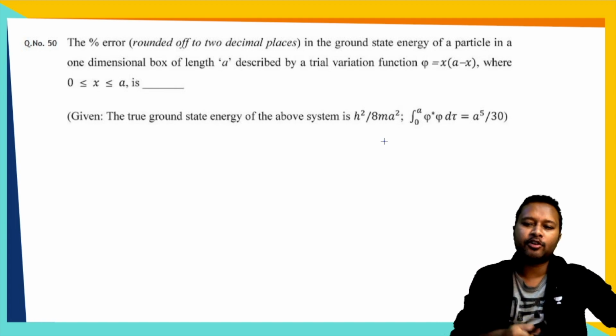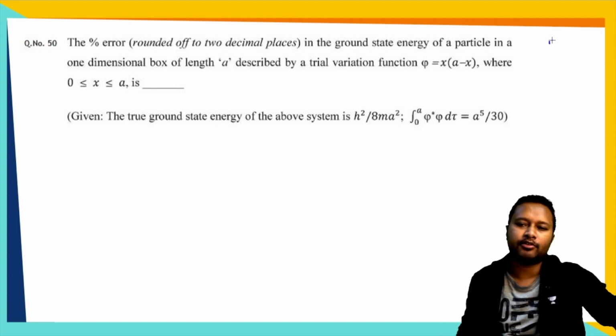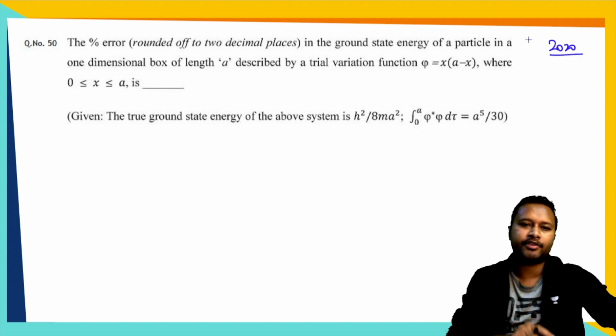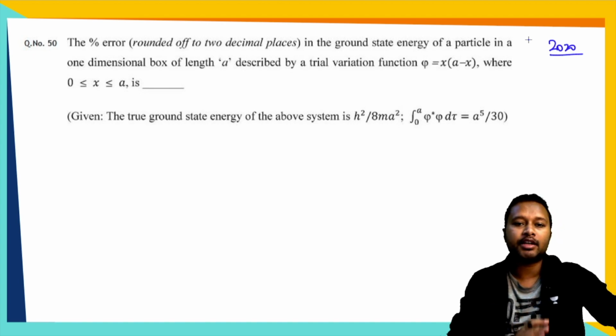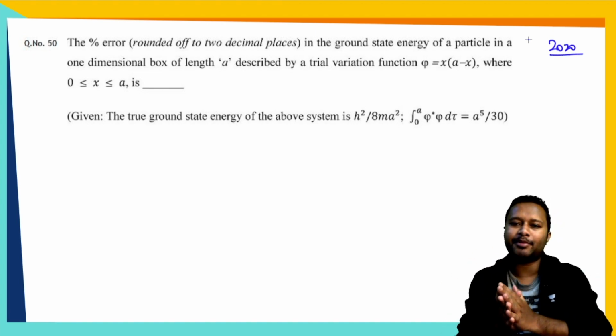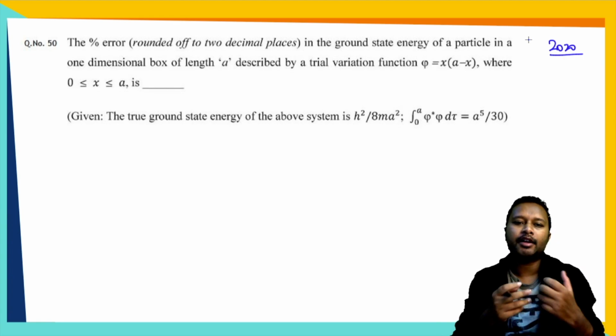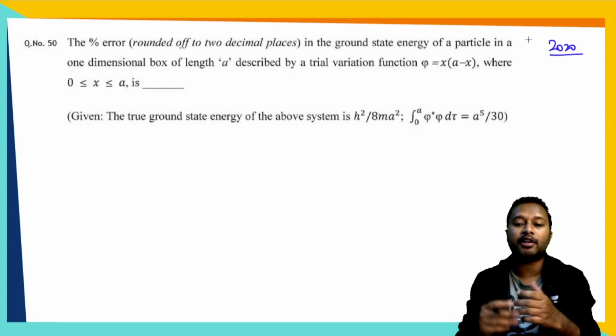Alright guys, let's try to solve this question, which was again asked in the GATE 2020 exam, again for 2 marks. It says: the percentage error, rounded off to 2 decimal places, in the ground state energy of a particle in a one dimensional box of length a, described by the trial wave function.